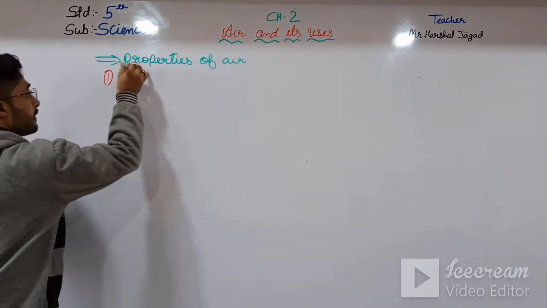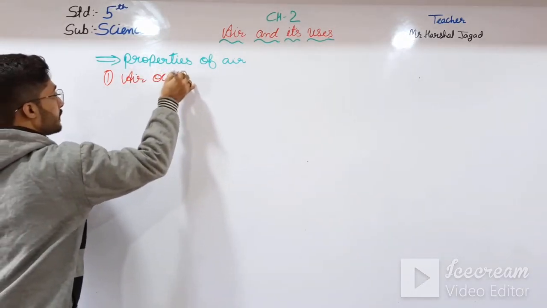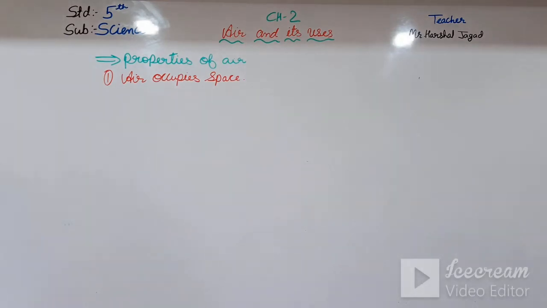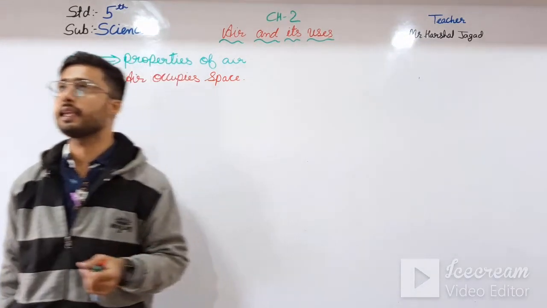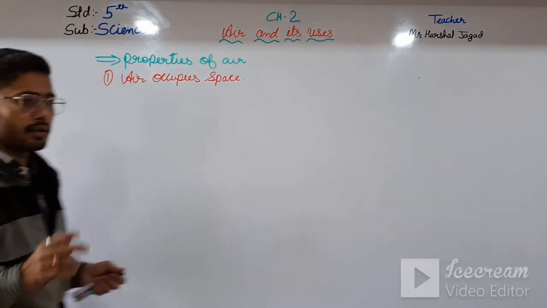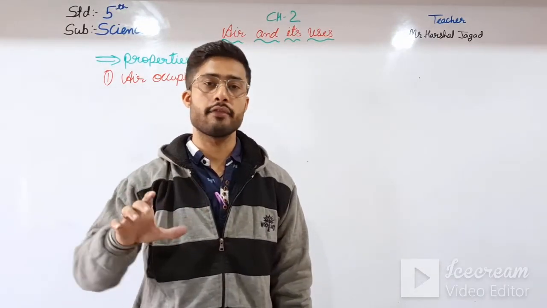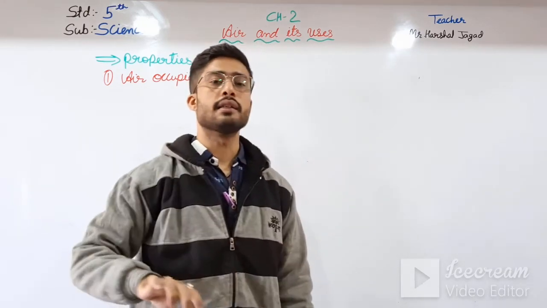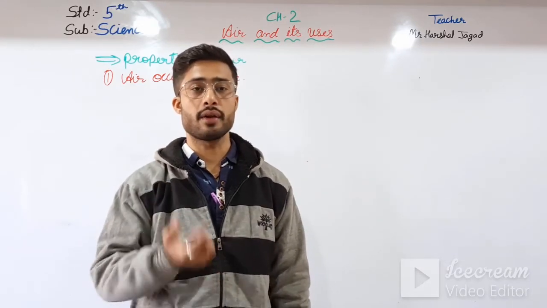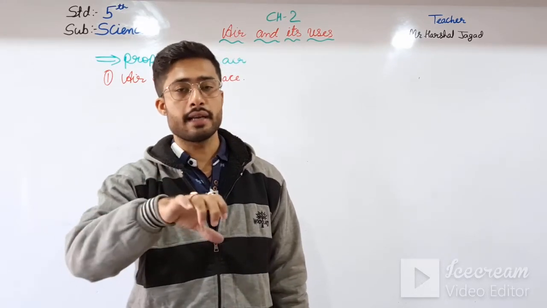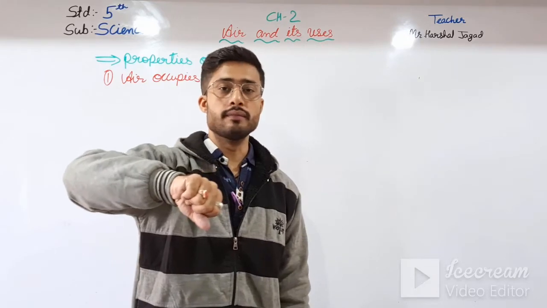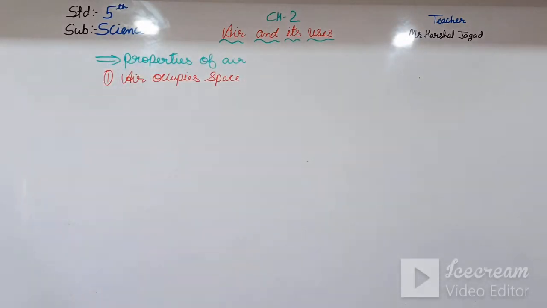The first property is air occupies space. Okay, air occupies space. How can we know that air occupies space? There is an activity given in your textbook. If we take a bottle with no water in it and dip it bottom side up, the water will not go inside the bottle. Why? Because there is air in it. You have to tilt it somehow so that the air can come out as bubbles. If you do this, the water will come inside and you can see air bubbles.